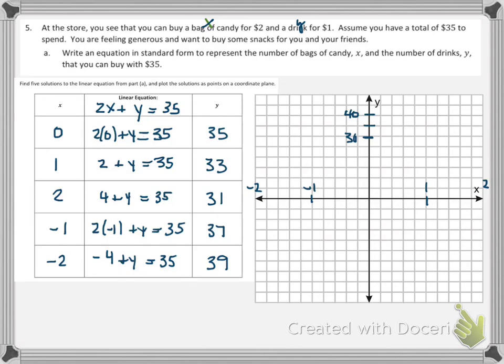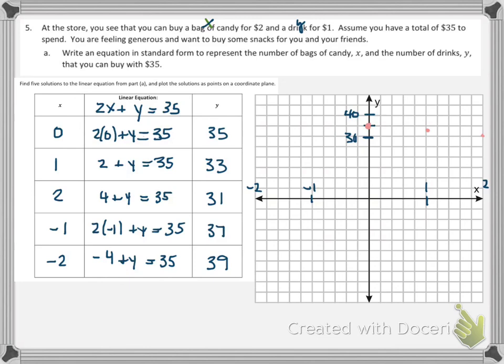And then we just plot the ordered pairs. 0 to the right, 35 up. That's right there. 1 to the right, 33 up. Well, 33 is going to be somewhere in there. 2 to the right, 31 up. I got it in the wrong spot. 1 to the right, 33 up is going to be about right there. 2 to the right, 31 up is just a little bit above 30, so right in there.